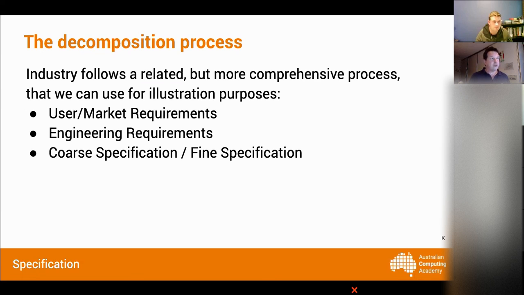Then we go into the engineering requirements and say, what needs to be done in order to come up with a solution? And then we break it down in various steps, in a coarse specification and then a fine specification. We are nudging closer and closer to the algorithm. But we start with the perspective of the customer, because there's no point developing something just because we think it's great if there's no one out there who needs it.